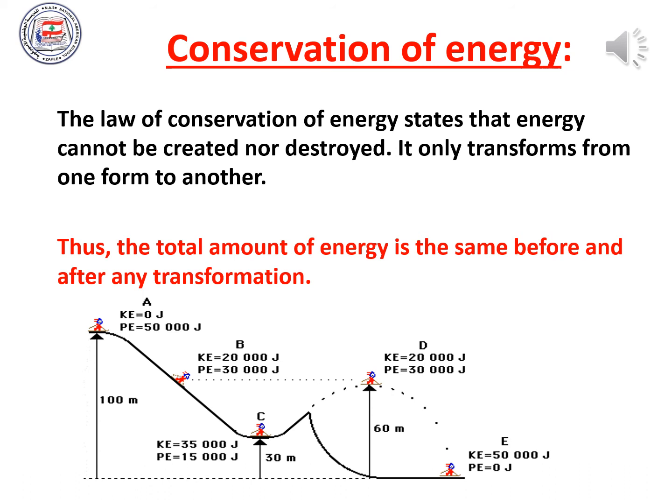When he is at the low point, he has 35,000 joules of kinetic energy and 15,000 joules of potential energy. So the total amount is still 50,000 joules. At the end, when he is at his lowest point, the kinetic energy is 50,000 joules and the potential energy is 0 joules. So the total amount is still the same, 50,000 joules. Here we can see an example of the conservation of energy. The total amount of energy remained the same before and after any transformation.